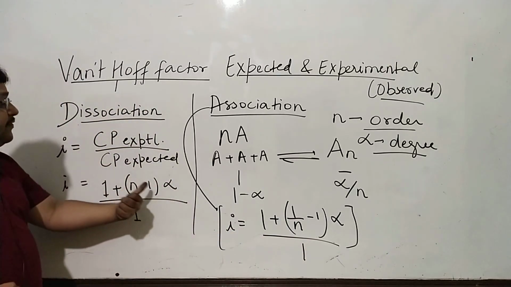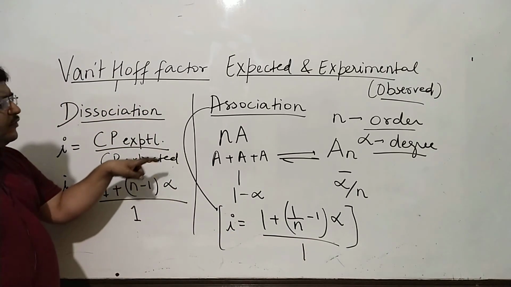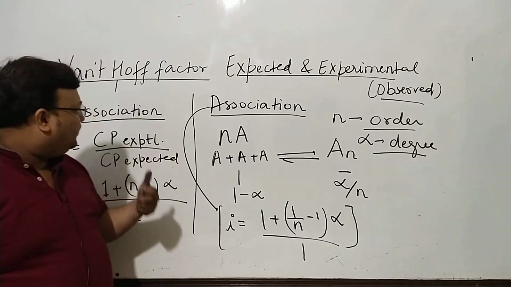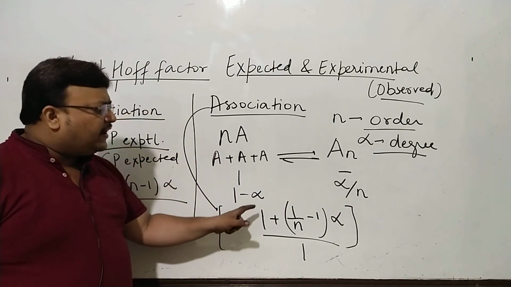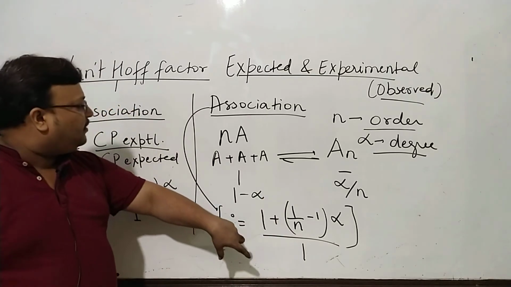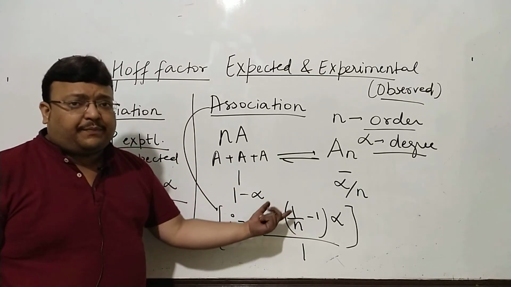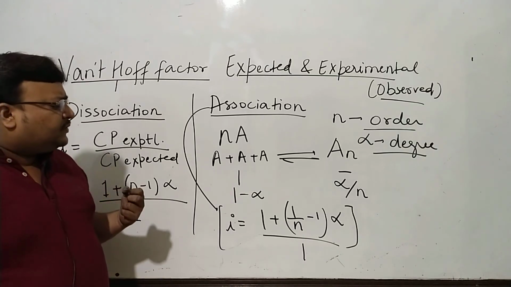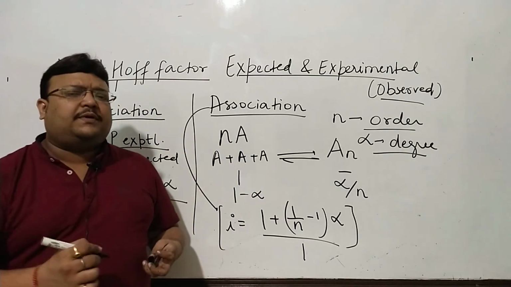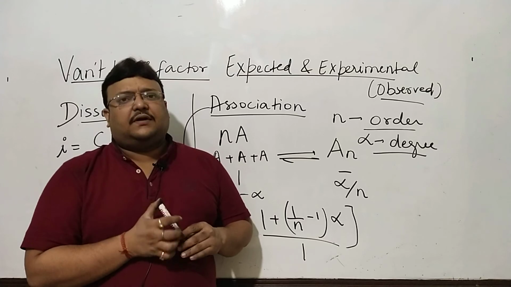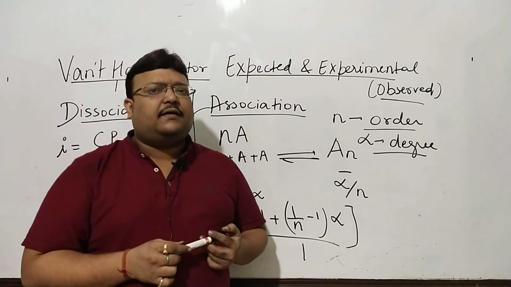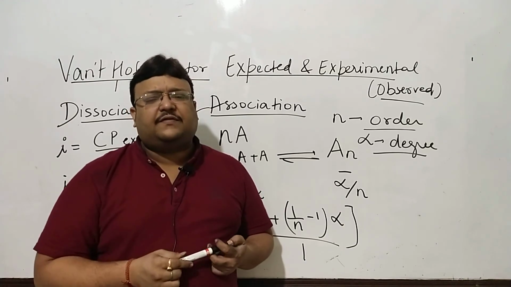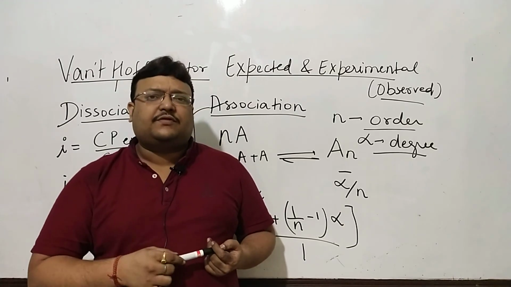If this is 1 plus n minus 1 alpha for dissociation with n, then for association it is 1 by n. This again is colligative property experimental upon expected, or molecular weight expected upon experimental. So I think all of this will help you in solving problems of various types, and with this we come to a formal end to most of the equations which we'll need in solving problems from this topic.